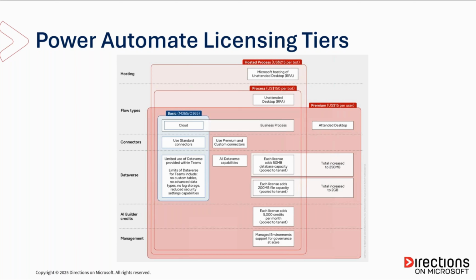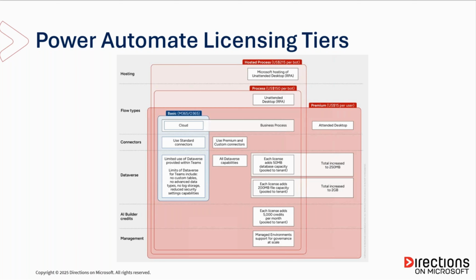But when you upgrade to Premium, you get support for the other flow types, except for unattended flows, which require a process or hosted process license. You can see that sticking up the top. When you go onto process or hosted process, you get unattended. Premium also brings support for all connector types and full Dataverse, along with Dataverse and AI Builder capacities. Same idea that we saw with Power Apps. Managed environments are supported on all three license types above basic.